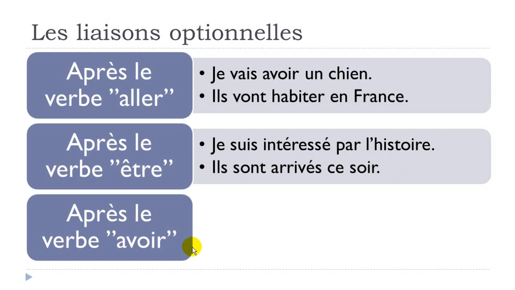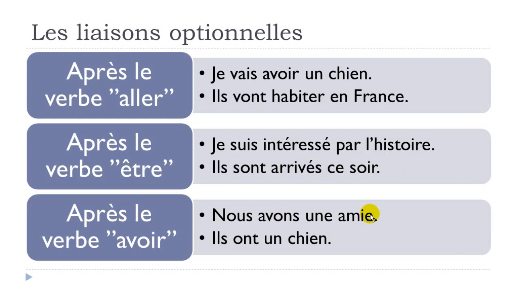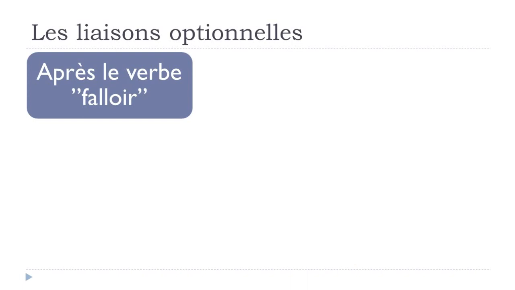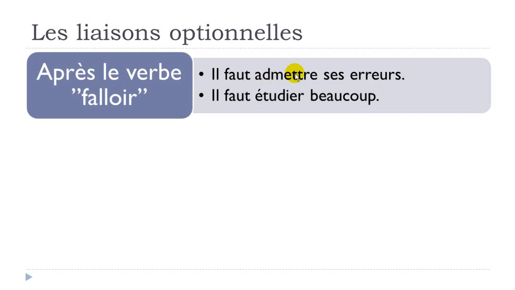Après le verbe avoir, well, it's exactly the same rule. Nous avons une amie, or then, nous avons une amie. Ils ont un chien, or if you want to make the liaison, ils ont un chien. Same thing with the verb falloir. Il faut admettre ses erreurs, or then, if you want to make the liaison, il faut admettre ses erreurs.